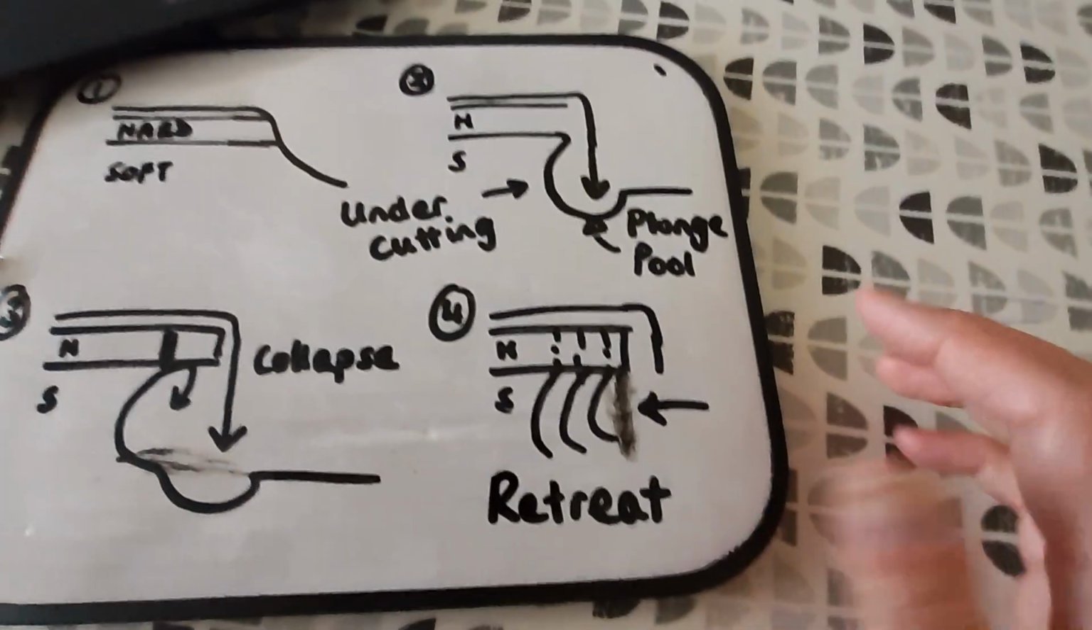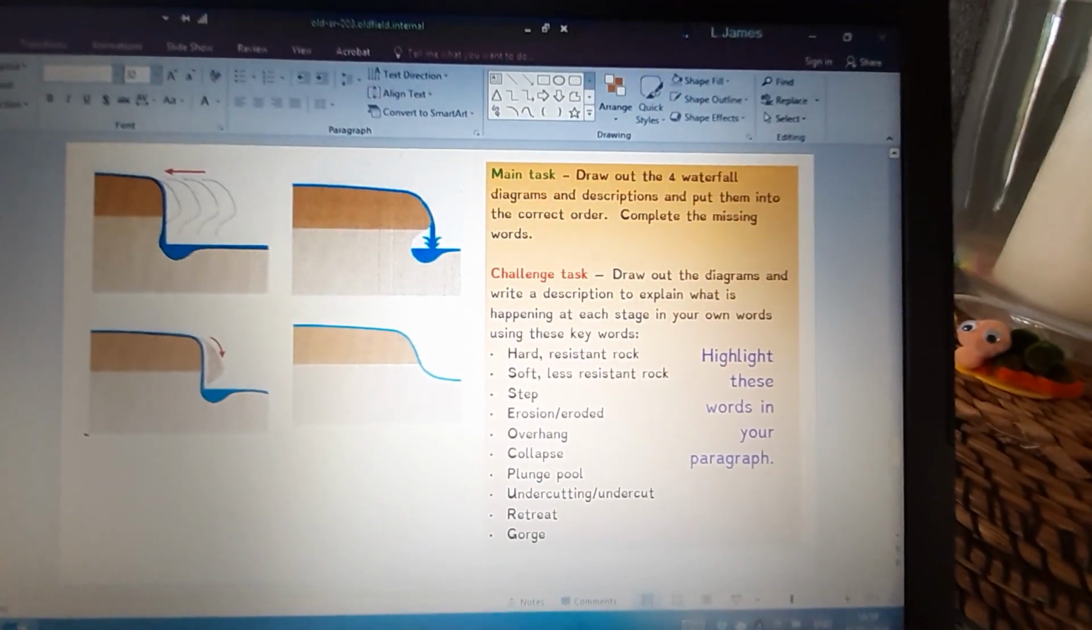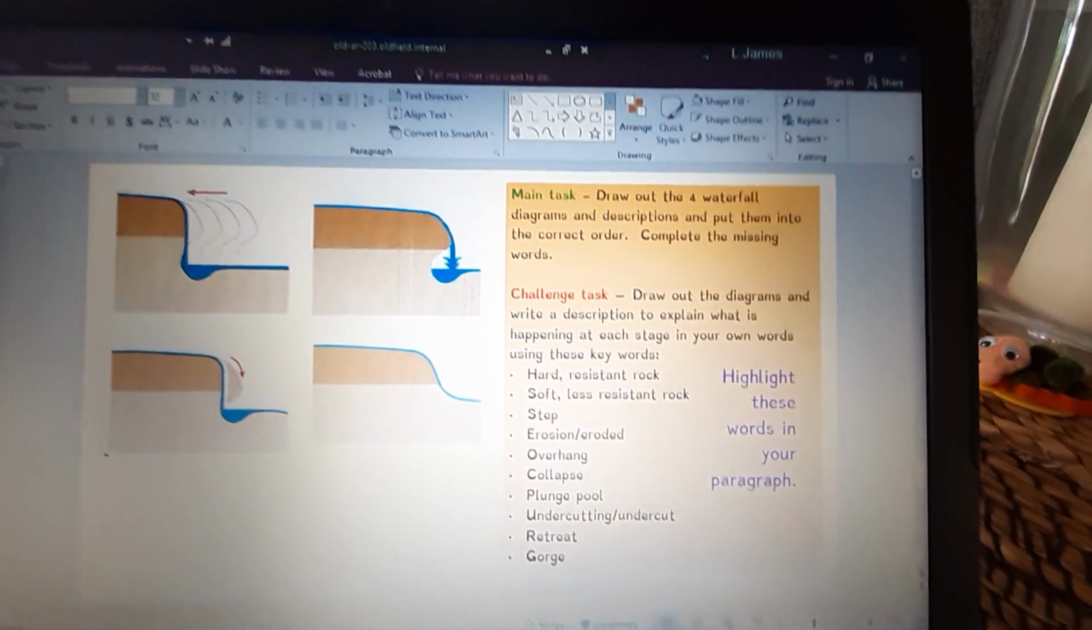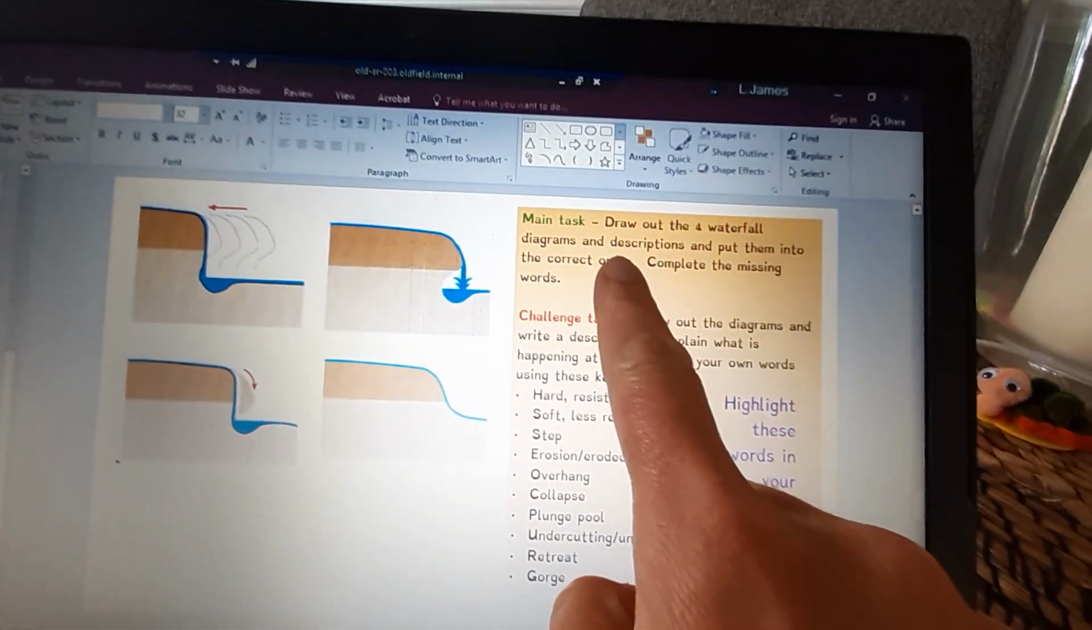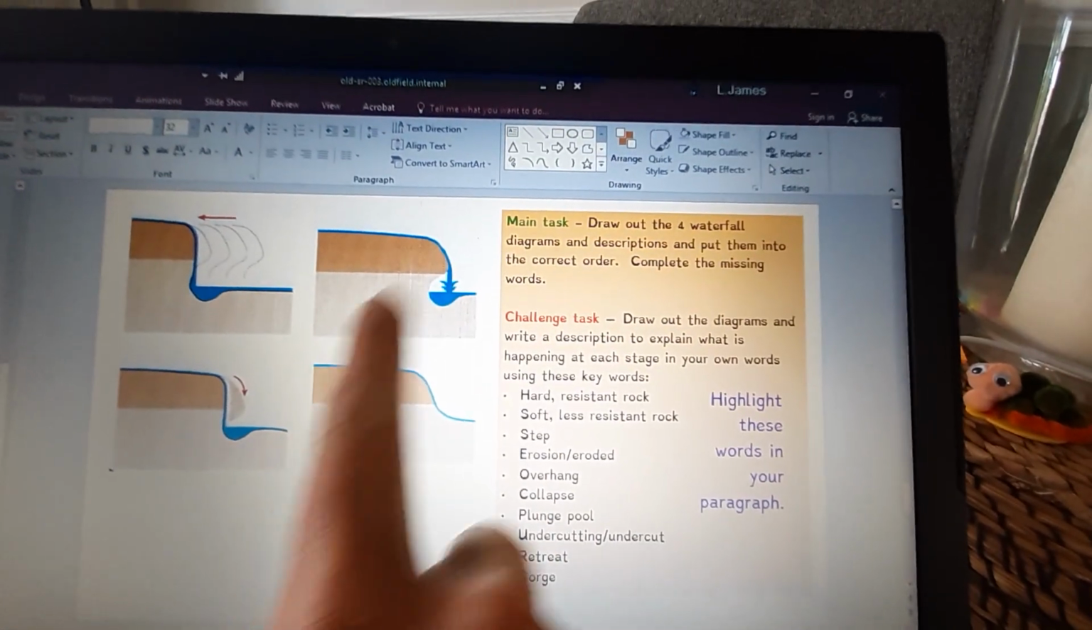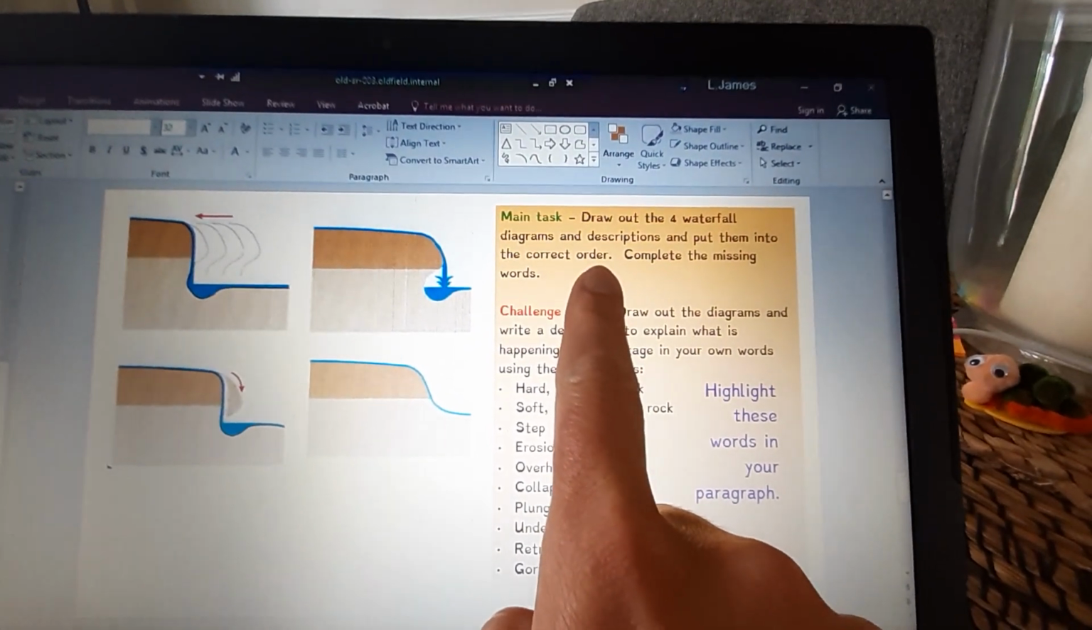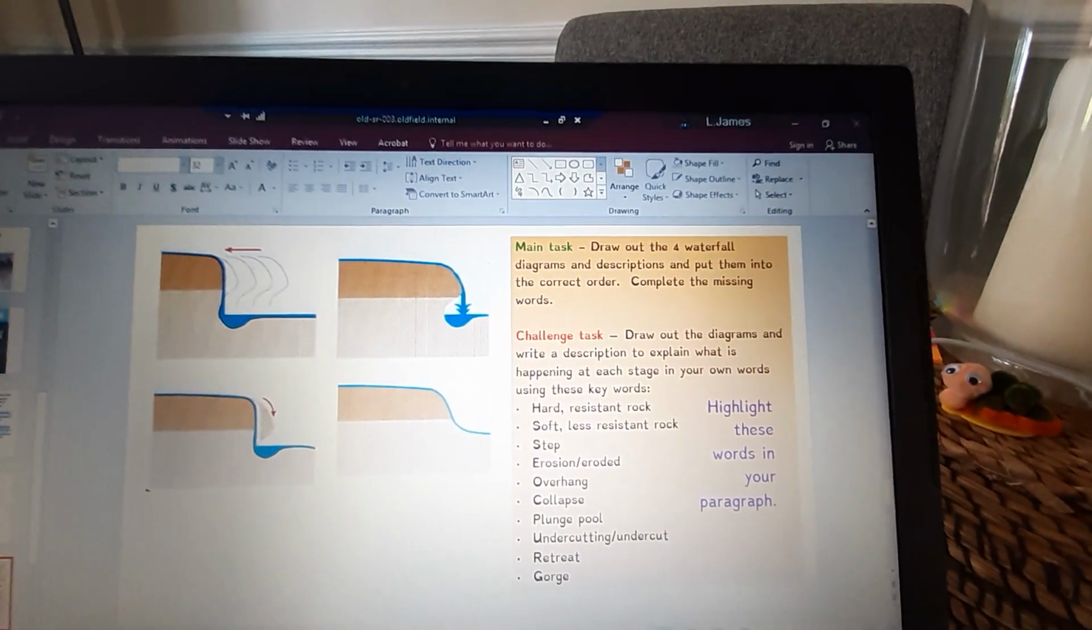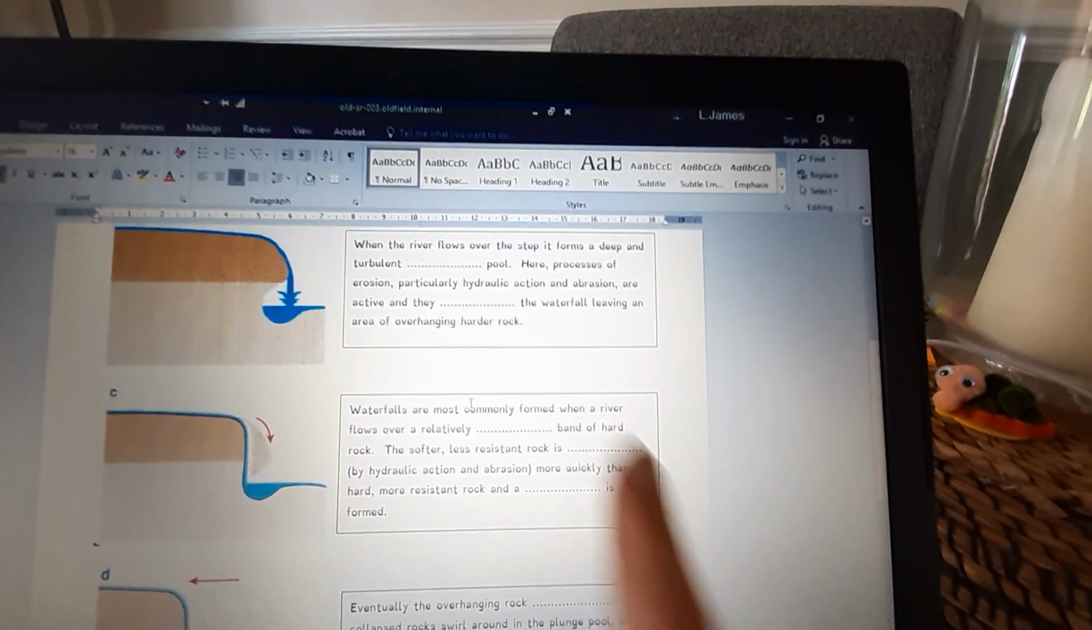Okay, I want you to draw diagrams a bit like I've done. They don't have to be beautifully artistic. Mine are not. Okay, so the main task for most people to do is to draw these diagrams, and using the descriptions that are on the Word document, which look like this.